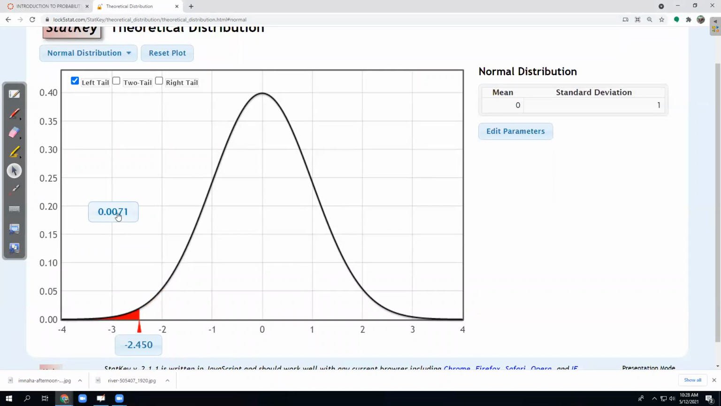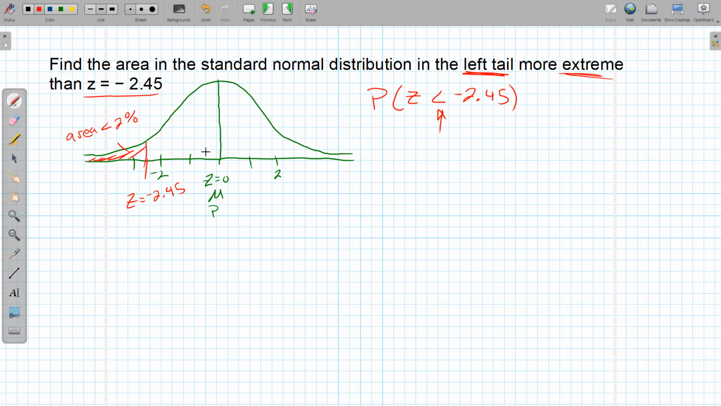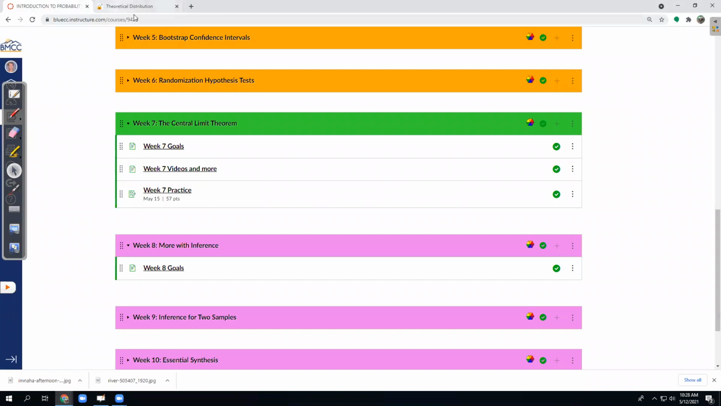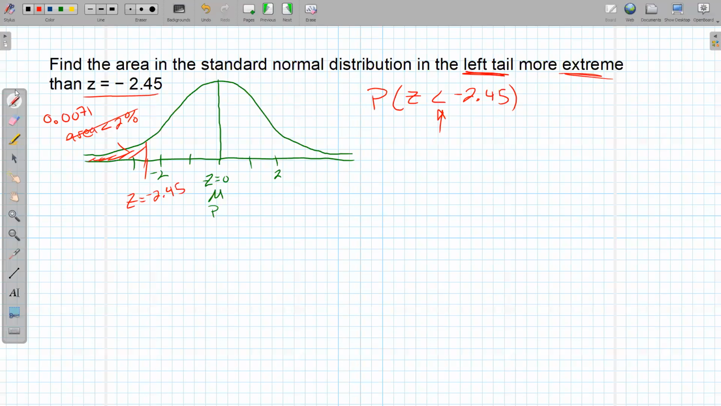It's 0.0071. That's definitely less than 2%. My estimate wasn't good, but it wasn't horrible, maybe. So StatKey tells me that this area right here is actually 0.0071. Did I get that right? Yep, less than 1%, 0.7%. So I got it. That probability is approximately 0.0071. Now, StatKey only gives us about 4 decimal places of accuracy. So if we ever need more, we would have to go to a spreadsheet.